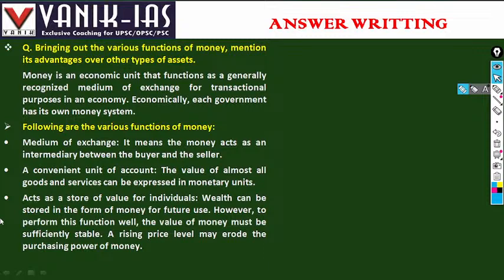Then coming to the question: bring out the various functions of money and mention its advantage over other types of assets. So money, the medium of exchange, is an economic unit that functions as a generally recognized medium of exchange for transactional purposes in an economy. Economically, each government has its own money system.